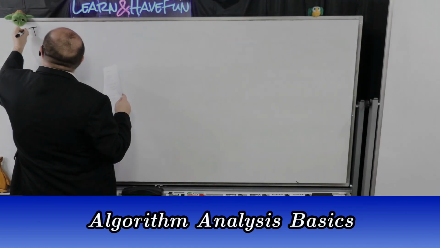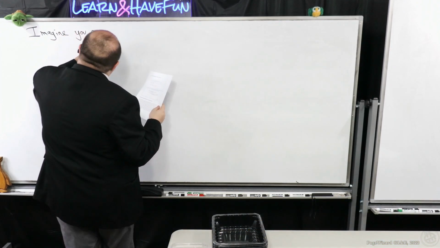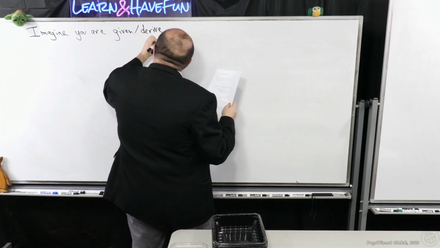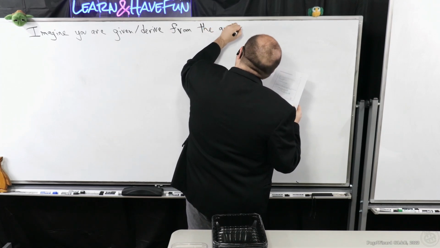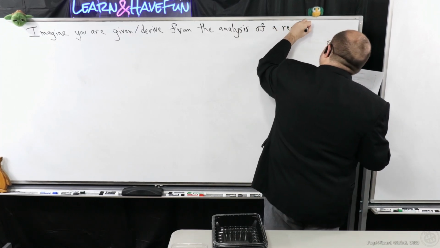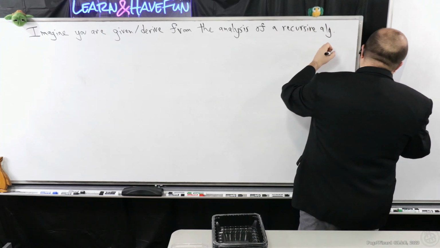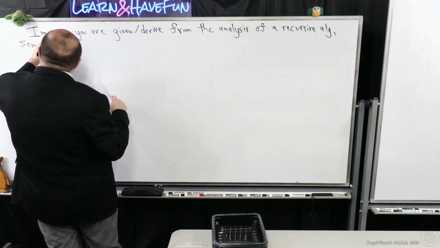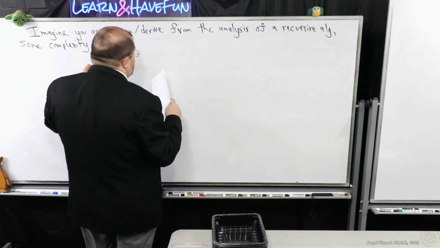So imagine you are given, or you derive from the analysis of a recursive algorithm, some complexity function. So this is just a function that represents the number of operations that occur in some scenario, just for our discussion.